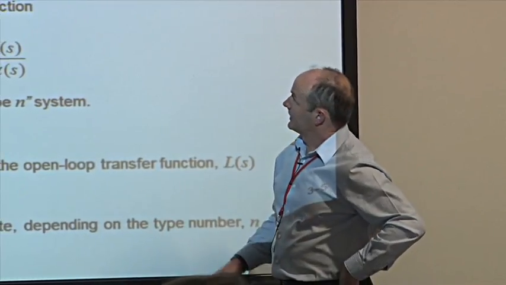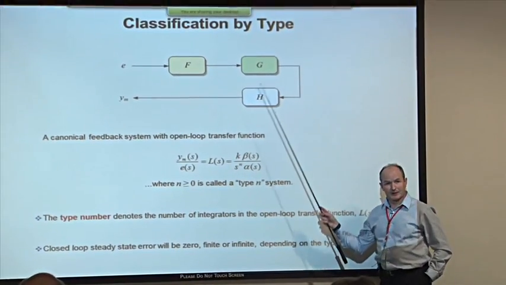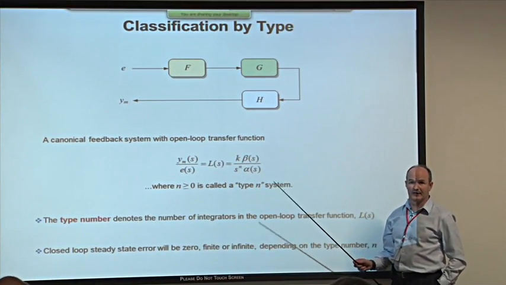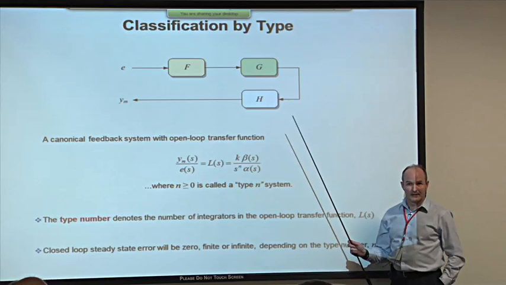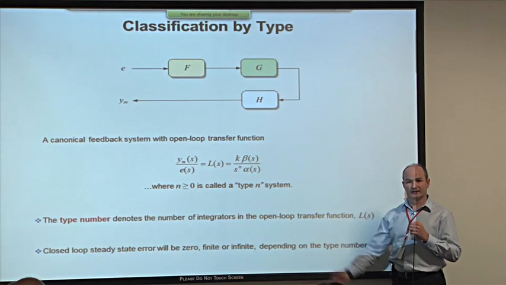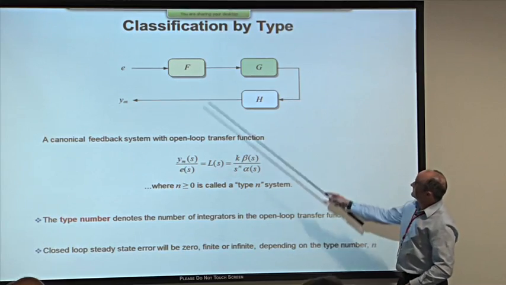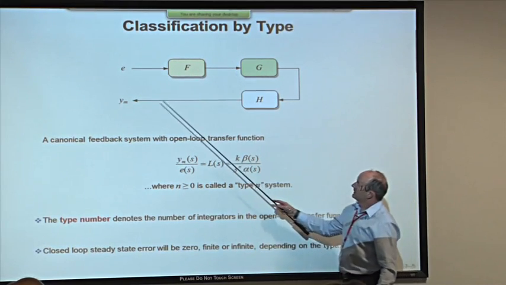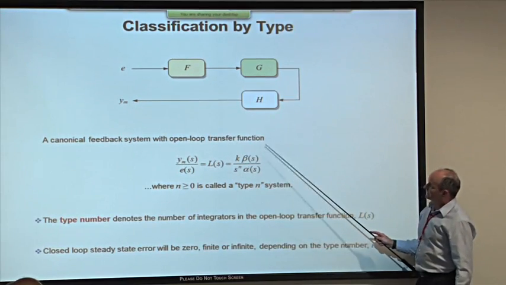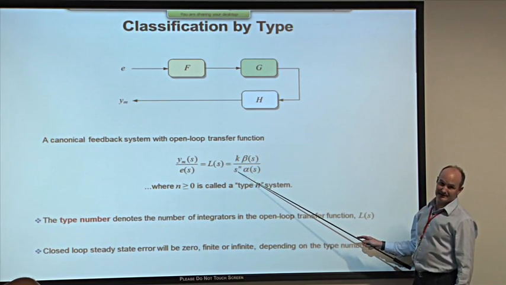Now, systems are classified by type number. And the type number that's used reflects the number of integrators in the open loop transfer function L of S. It turns out that that number defines the ability of the loop to have 0, finite, or infinite steady state error following a discontinuous input. So, for example, here's the canonical loop that we looked at earlier, and the open loop transfer function clearly is F times G times H. So it's a transfer function with poles and zeros, possibly gain, and 1 or 0 or more integrators, right?